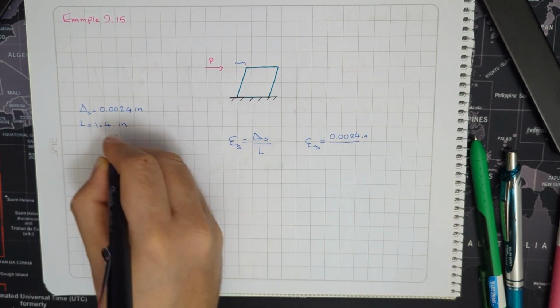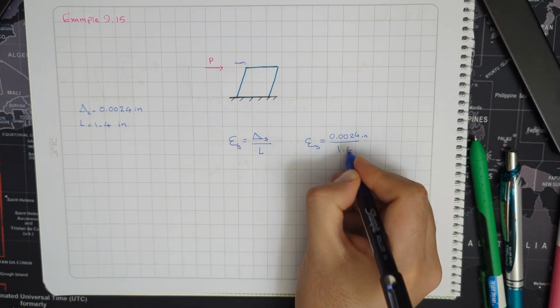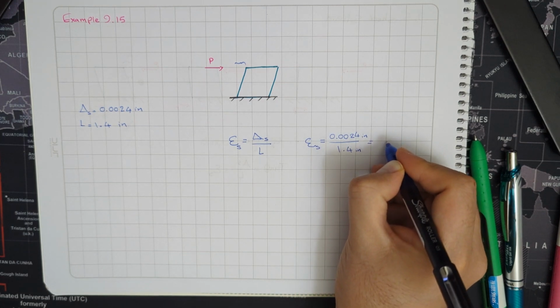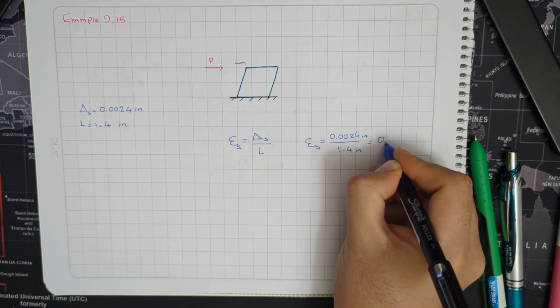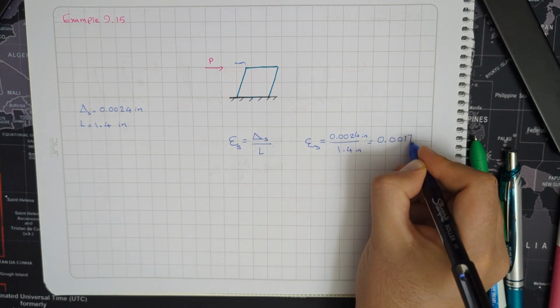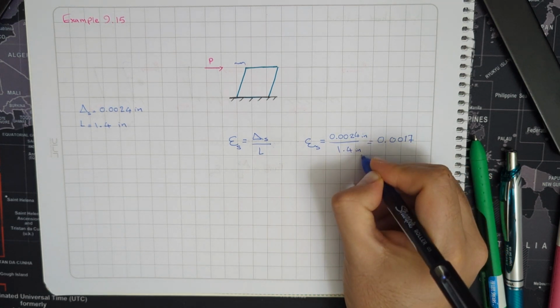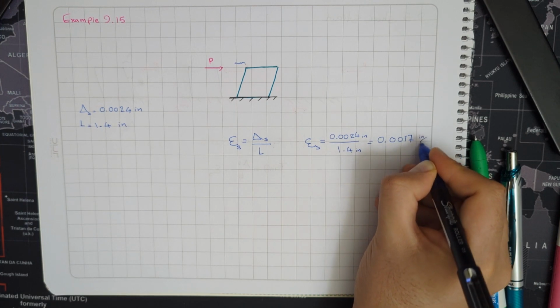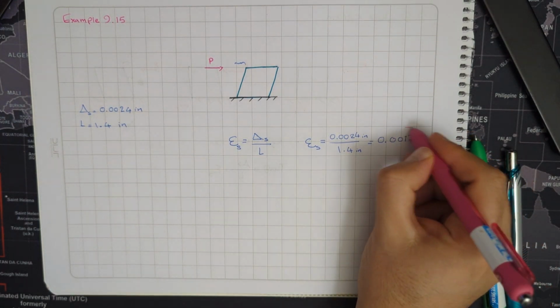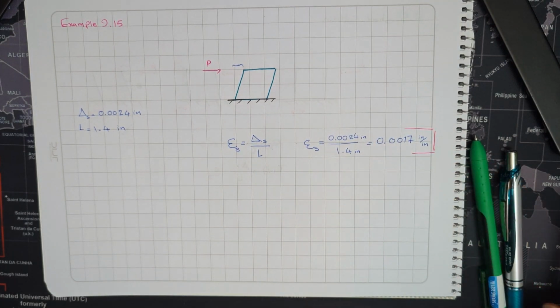0.0024 over 1.4. The answer is 0.0017 inches over inches. That's our shear strain.